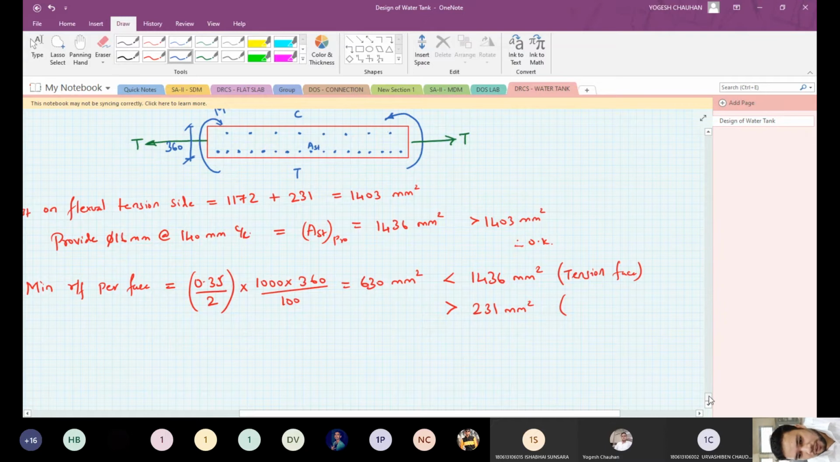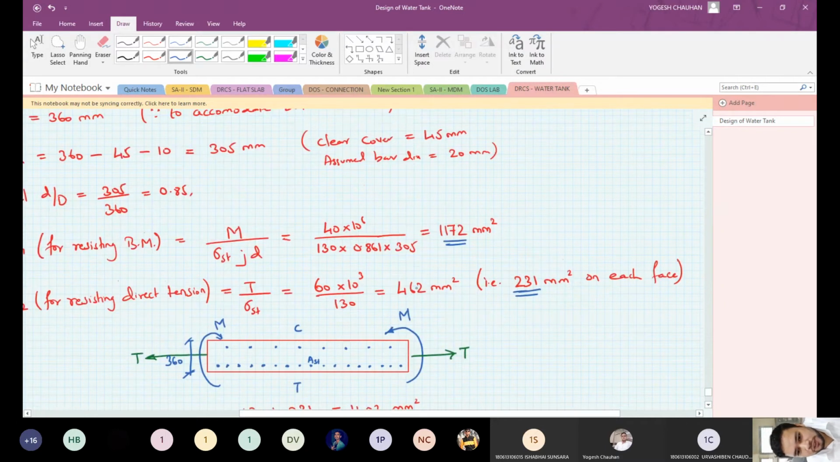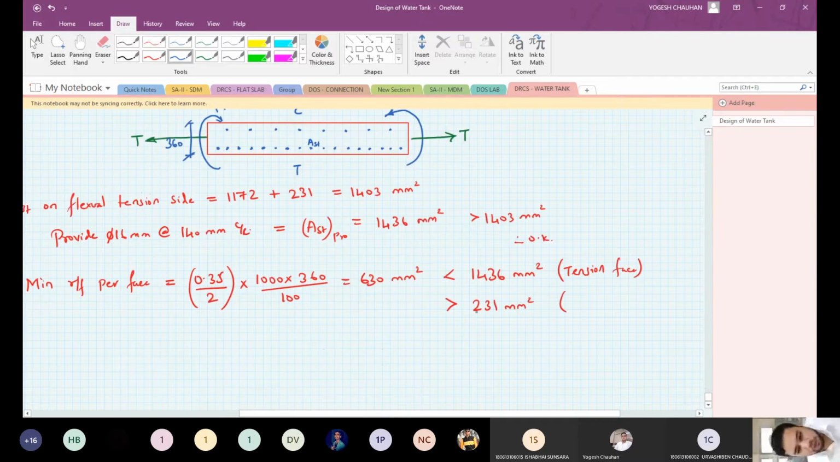Because to resist the direct tension, this amount of steel is required, and which is provided on both the faces. So 231 on this face and 231 on this face. So the amount of steel required on the compression face is 231, but this is less than minimum. Okay, so we have to provide at least minimum.